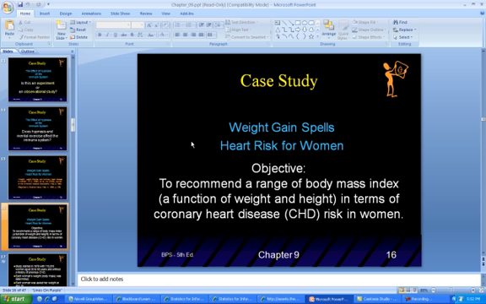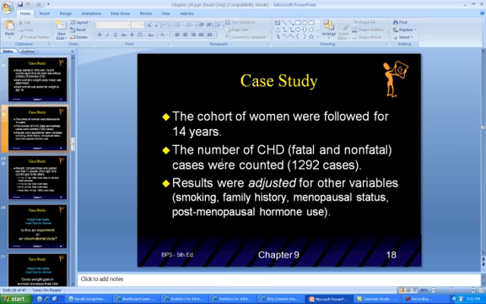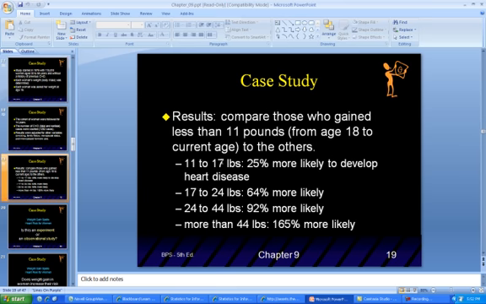And was it because of the pills, or was it because of the types of diets these women were doing to their bodies? So you can read these again, and let's see, this was done in 1976 with 115,000 women. That's quite a large group of women, and they had no previous history of cardiac disease. So here's the example, and again, you can look at this.